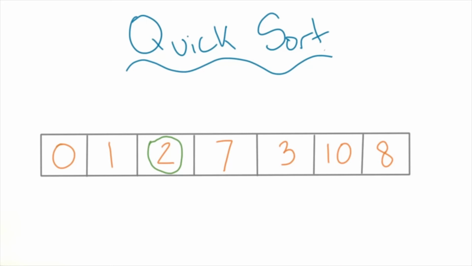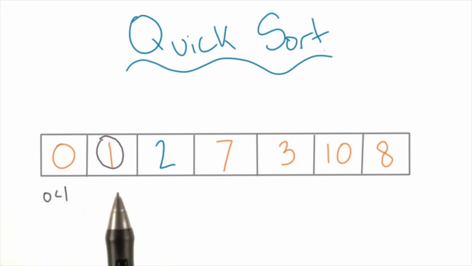Because we're sure everything in the array below 2 is actually less than 2, and everything above 2 is greater than 2, we know that 2 is in the exact right place. I'm going to color code it so we know that we don't need to move it again. At this point, we normally do the same process for everything smaller than the pivot and everything bigger than the pivot. Let's start with the smaller part first.